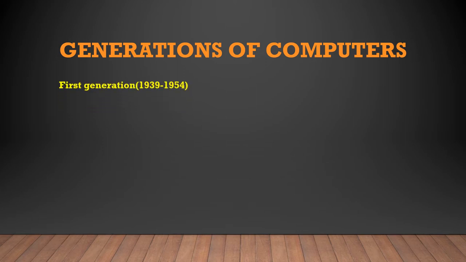So the first one is the first generation. It started in 1939 and ended in 1954. The first generation computers used vacuum tubes for circuitry and magnetic drums for storage. The size of these computers was very large, as large as a room.